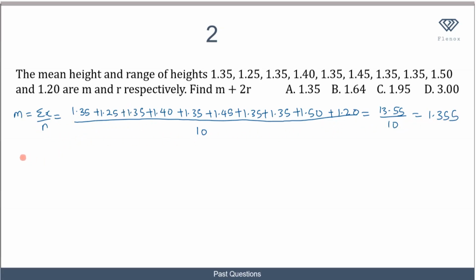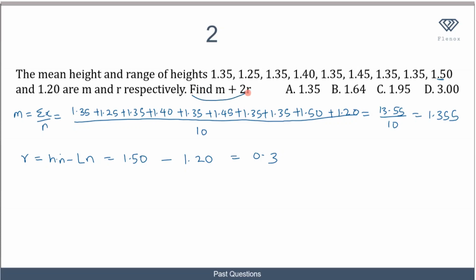How about the value of R, which is the range? We know that the range is just the highest number minus the lowest number. So what is our highest number here? If you look through, we see that our highest number is 1.5. This is the greatest number over here. So we have 1.50 minus our lowest value, 1.20, and that gives me 0.3. So now I know that the value of M is 1.355 and the value of R is 0.3.